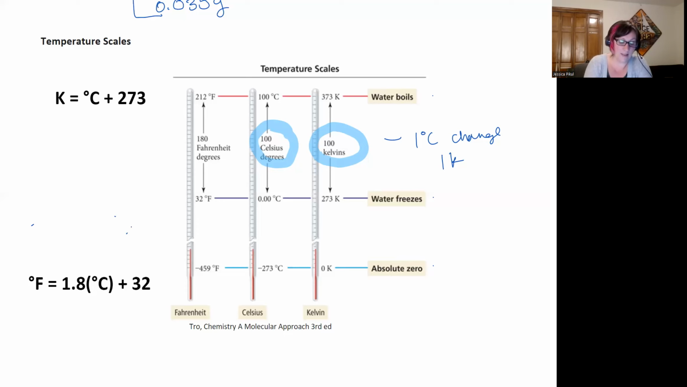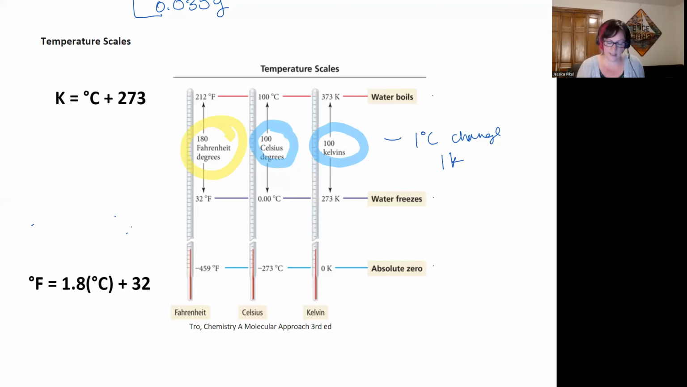Now, if you look at Fahrenheit, to go between water freezing and water boiling, it's 180 degrees. So it isn't a 1-for-1 ratio at all. And so that's going to lead to a much more complicated conversion.